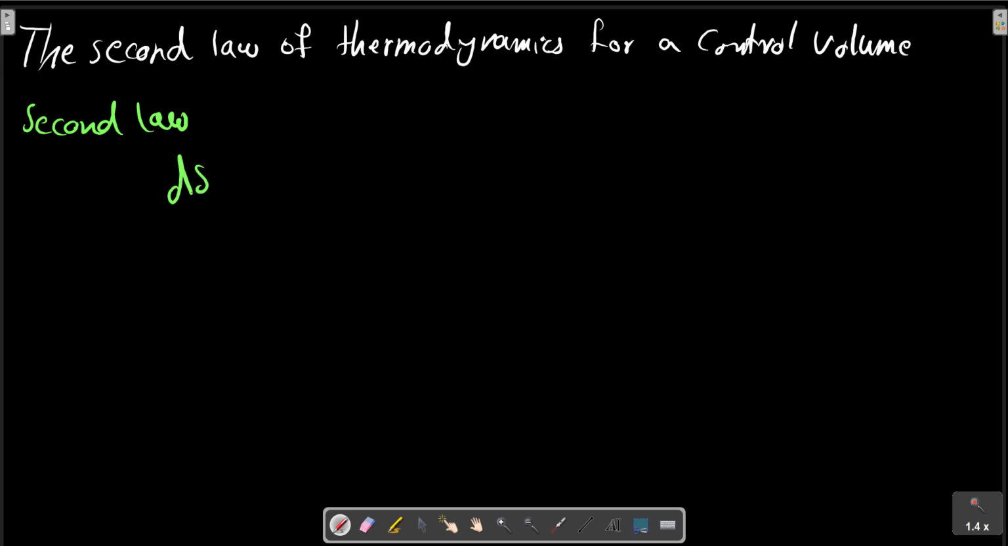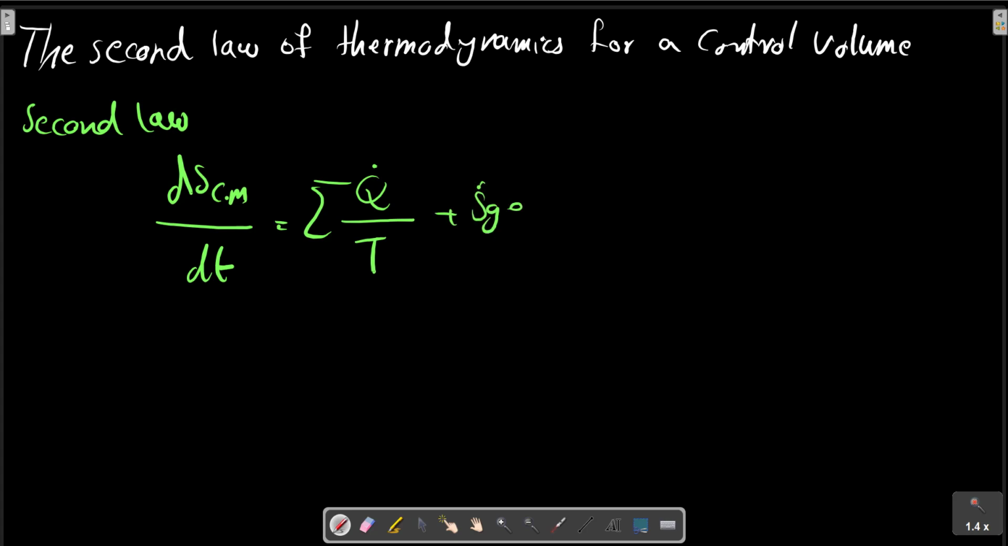The entropy change of the control mass, dS/dt, equals the summation of Q dot over T plus S dot generation, to which we now will add the contribution from the mass flow rate in and out of the control volume.